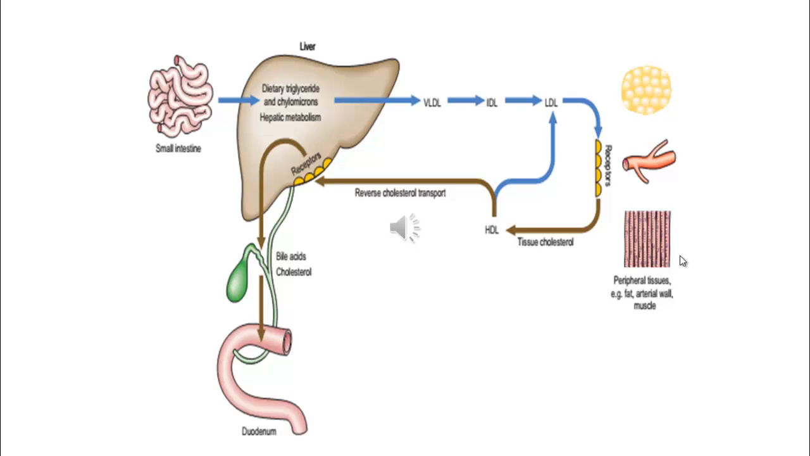Here in this slide you can see that by the ingestion of fat from the food, the liver is going to deliver the lipids into the peripheral blood in the form of VLDL, which is converted into IDL and then LDL. The LDL contains the highest amount of fat, which is going to be delivered into the peripheral tissues. While the HDL is going to take the cholesterol back from the peripheral tissues into the liver.